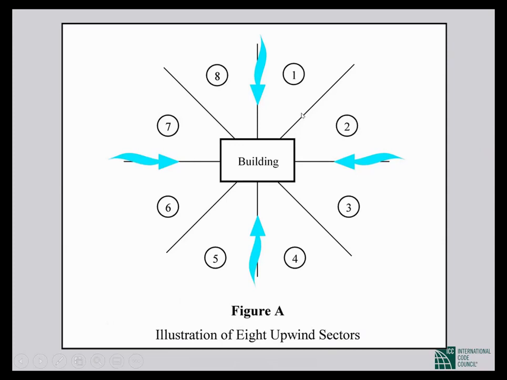So the idea is, this is your building. You look at 45-degree segments as shown in the picture. And so these would be upwind directions. Downwind will be away from the building, upwind. So for those two segments, you look at the roughness of the ground.